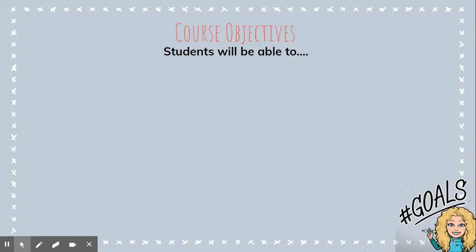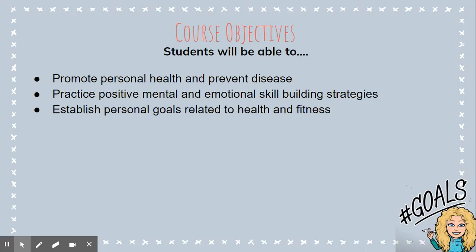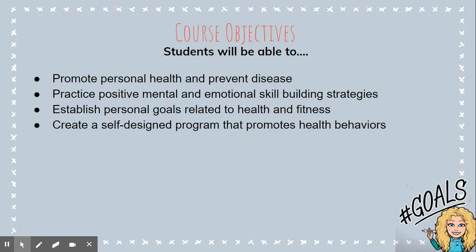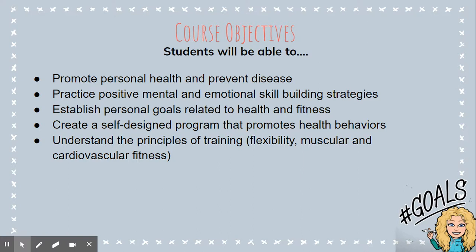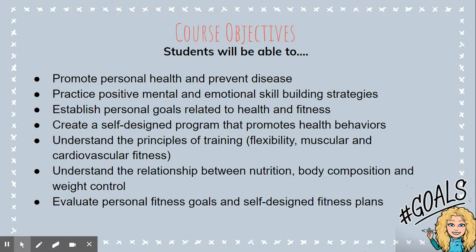By the time the course is over, you guys will be able to promote personal health and prevent disease. You'll be able to practice positive mental and emotional skill building strategies. You'll be able to establish personal goals that are related to health and fitness. You will create a self-designed program that promotes health behaviors. You'll be able to understand the principles of training, including flexibility, muscular, and cardiovascular fitness. You will be able to understand the relationship between nutrition, body composition, and weight control. You'll be able to evaluate personal fitness goals and self-designed fitness plans.